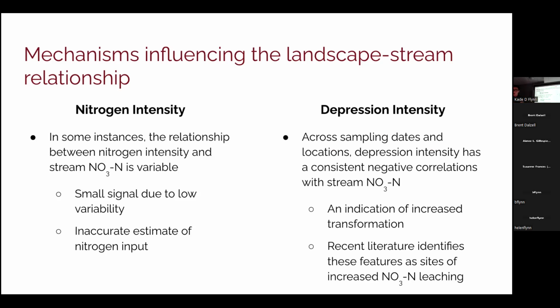For depression intensity, we saw across sampling dates and locations this negative correlation with stream nitrate concentration. Again, an indication of increased transformation happening on the landscape. Recent literature that studied these depressional features individually has cited them as more often sites of increased leaching, because in these agricultural systems, they're often drained. And so it could be that there are a subset of these depressional features in our analysis that were unfarmed, or in which drainage was not efficient. And so at these sites, there was this promotion of denitrification.